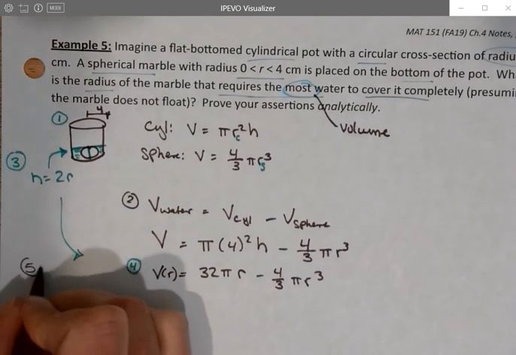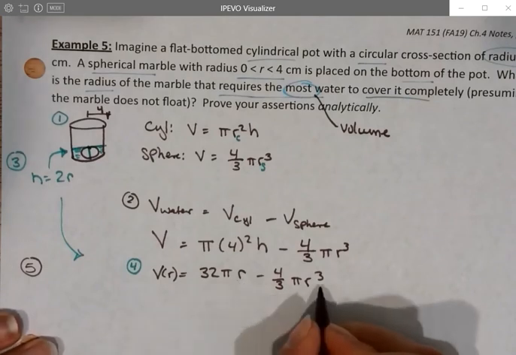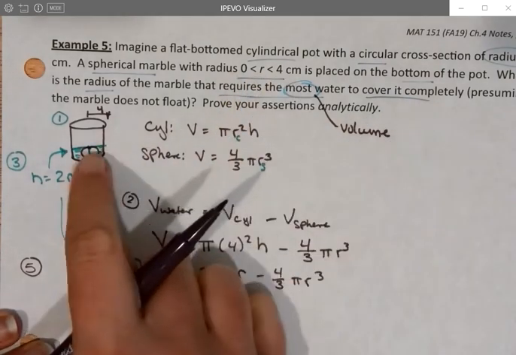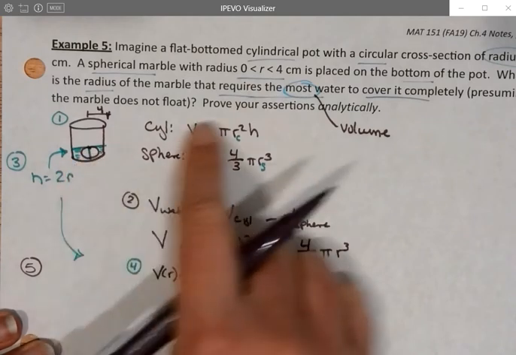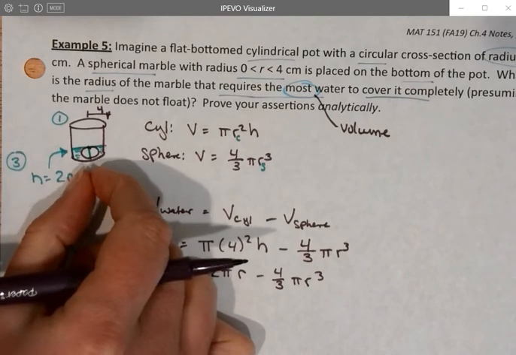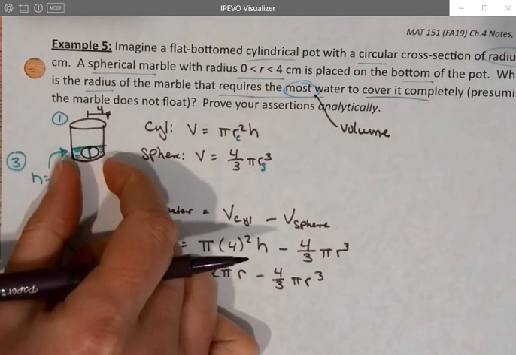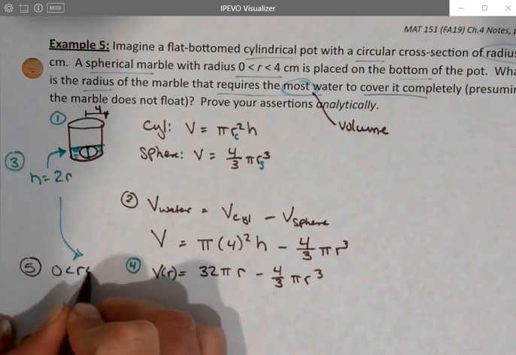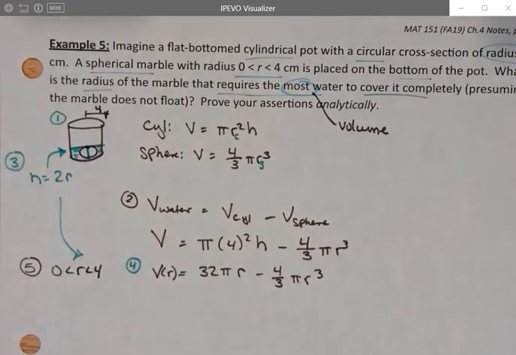Step 5 is going to ask us to find the interval of interest. In this case, it's going to be the smallest that r can be and the largest that r can be. I already know both, in terms of the diagram and because I was told, because the marble is going to be moving. Smallest is no marble, of course, so 0, and largest is going to reach the edges of the pot, so 4. So our interval of interest is r between 0 and 4. It was given to us, as well as it makes sense in terms of the context.